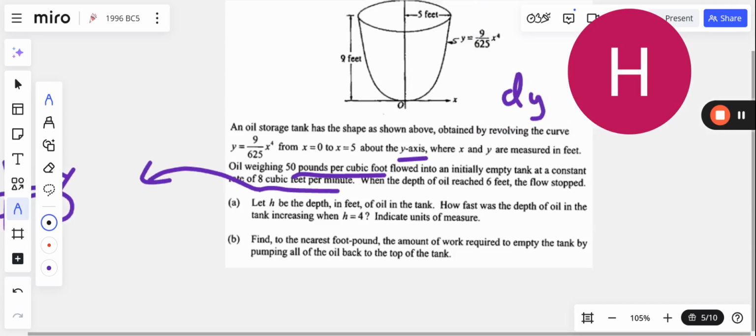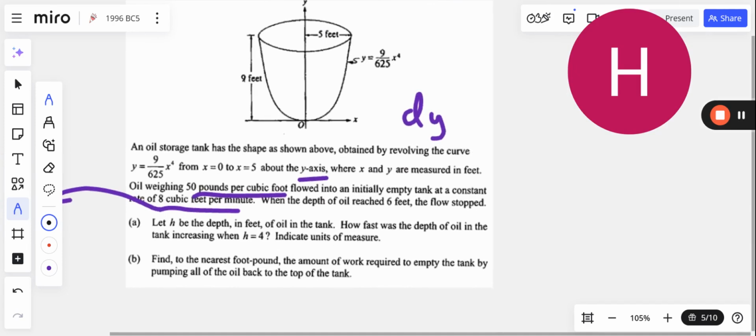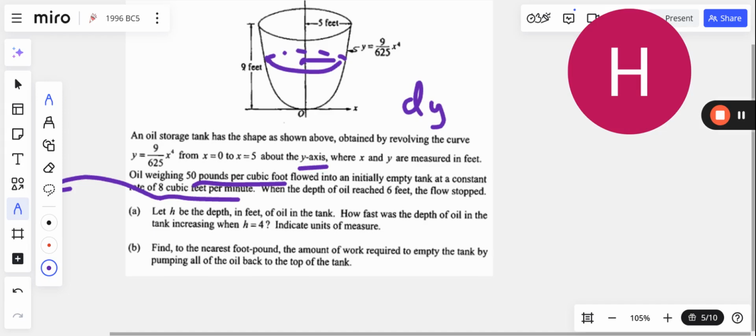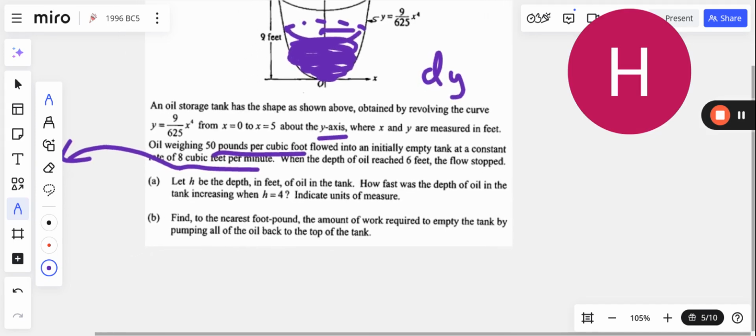All right. When the depth of oil reaches 6 feet, the flow stops. Okay, so we're just filling it up to about 6 feet of height. That's the highest it's going to go. But you can see that we're kind of filling up these discs, right? These disc shapes, all the way up from starting from the bottom and making our way up. And the discs are getting wider because as we go up the tank, it gets a little bit wider according to this quartic graph.